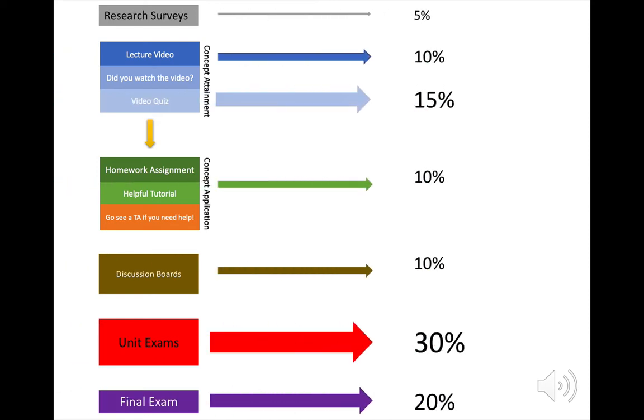And then if you look at the breakdown of the course, I've given you a visual display of what's the most important things. So the unit exams and the final exam are worth the most points in the class. But you can see that the other points are evenly distributed between the discussion boards, the homework assignments, the video quizzes, and the lecture videos. All right, so just keep that in mind and make sure that you're staying on top of everything. And feel free to review this video again and again if you forget the course structure.